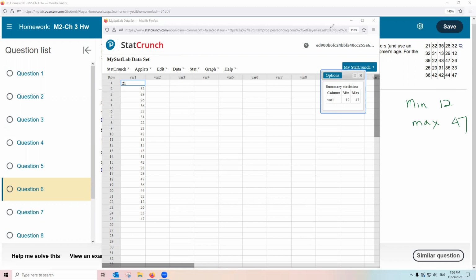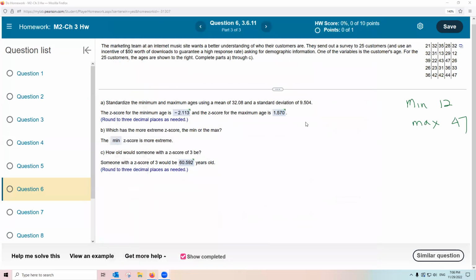All right, so now that we have that, let's go back to this question that asks us to find the z-score. Well, to find a z-score, the formula looks like this. If you want a z-score, you take the measurement, subtract the mean, and divide by the standard deviation. So this is a formula to use anytime you want a z-score.